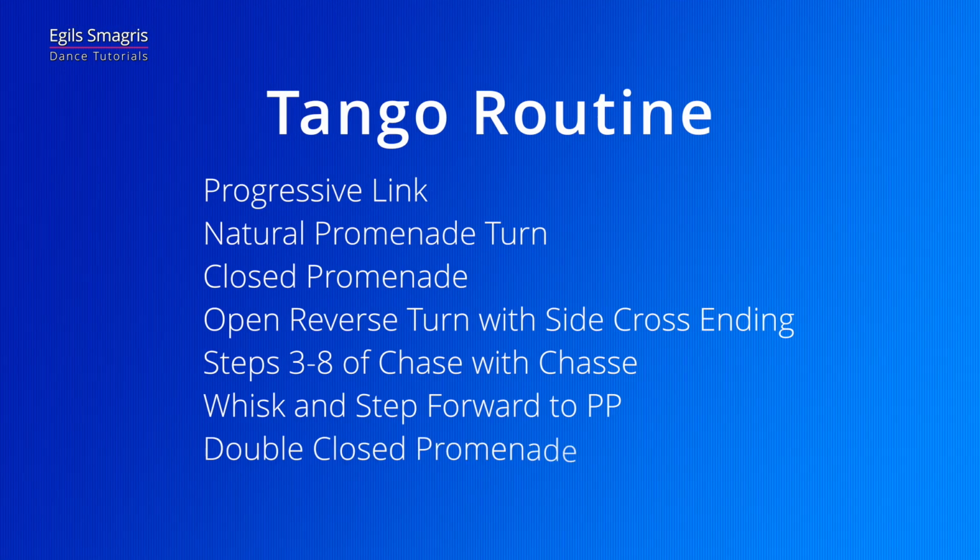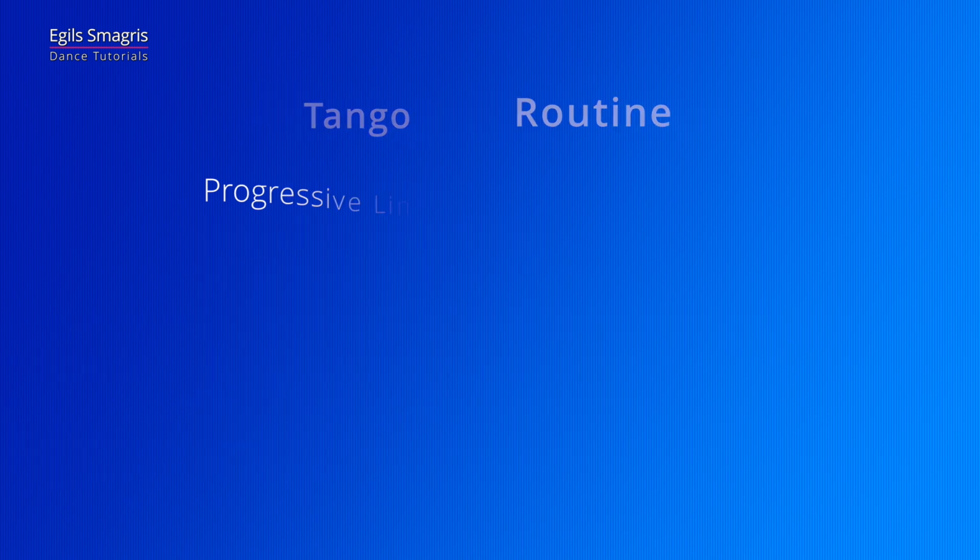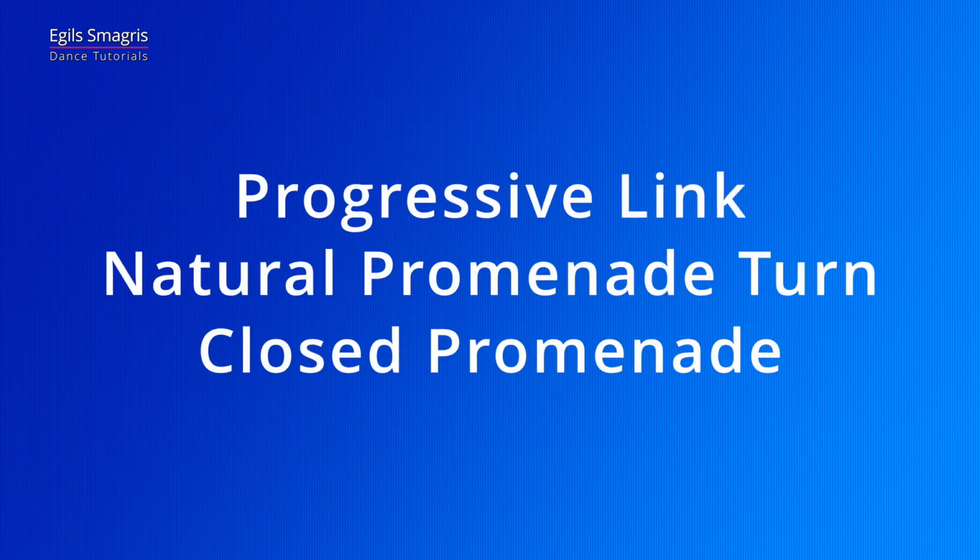Tango routine: progressive link, natural promenade turn, closed promenade, open reverse turn with side cross ending, steps 3 to 8 of Chasse with Chasse, Whisk, step forward to promenade position, double closed promenade. And we start with progressive link, natural promenade turn and closed promenade.